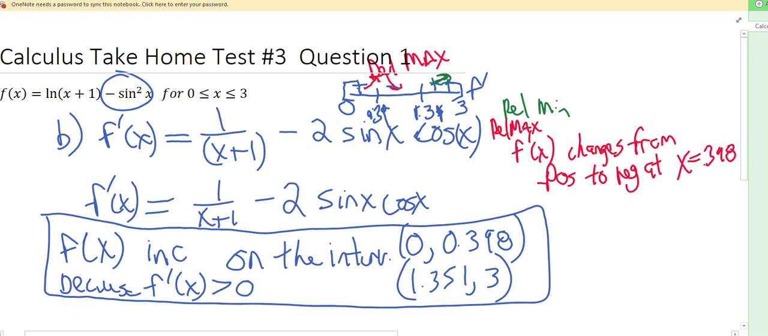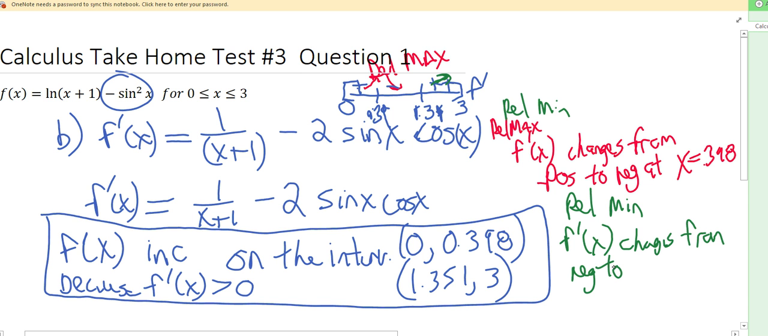And for the relative minimum, when we're going to use the test for the absolute minimum, we're going to have to test the relative minimum, which occurs at 1.351, and we'll use the same justification. F prime of x changes from, in this case, negative to positive at x equals 1.351. Alright, and then of course we're going to test our endpoints.